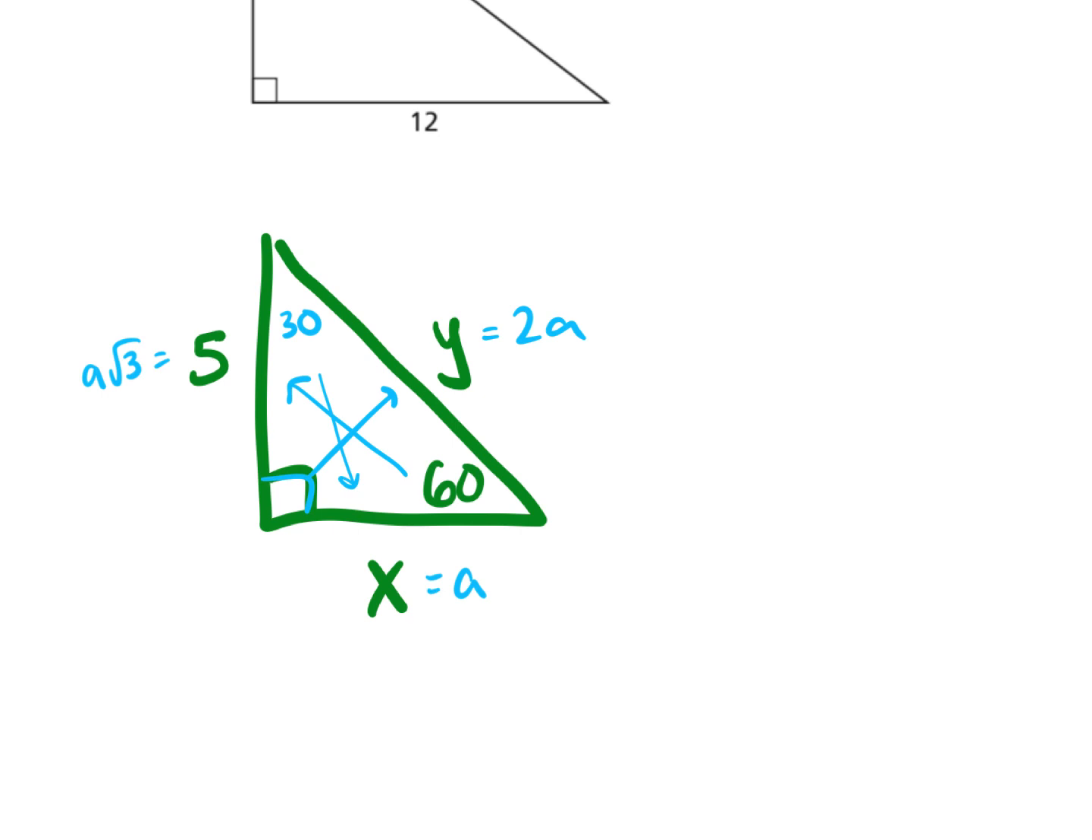So A square root 3 is equal to 5. Let's figure out what just A is, and then we can plug it in to find our other answers. How would I solve for A here?